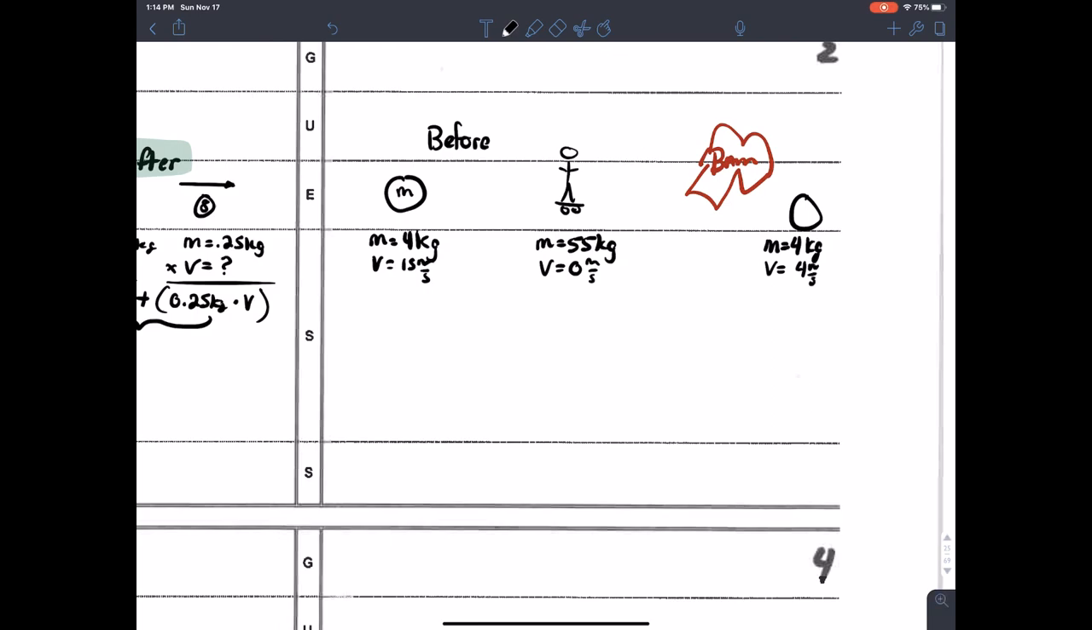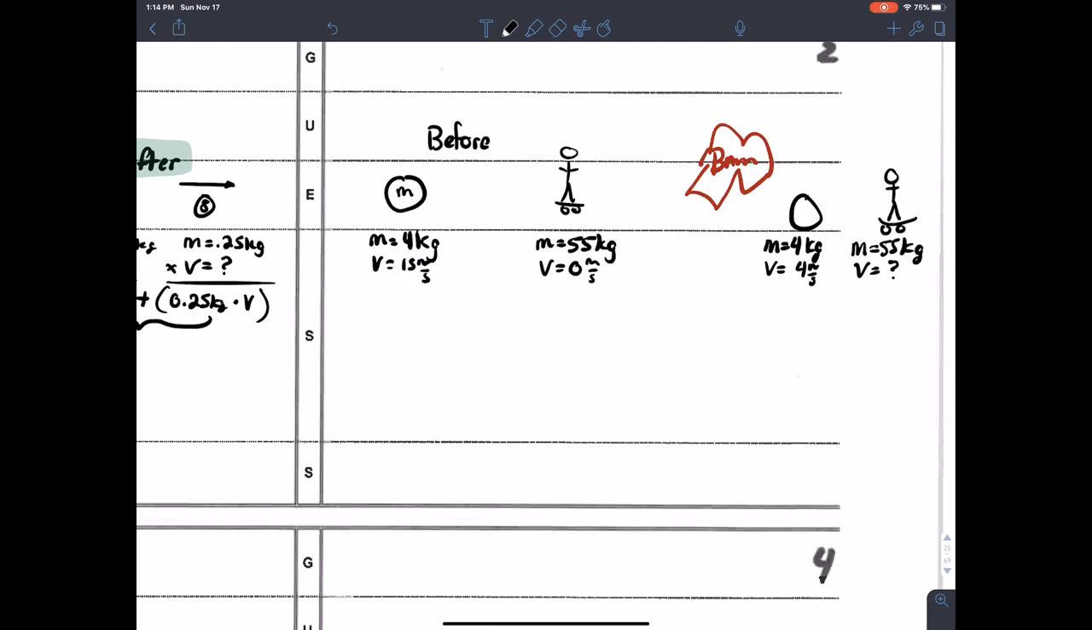And what we're trying to figure out is the kid that's on the skateboard, what is his velocity going to be after he's been hit with the medicine ball? So we have 55 kilograms, and we're trying to figure out what that velocity is right there.